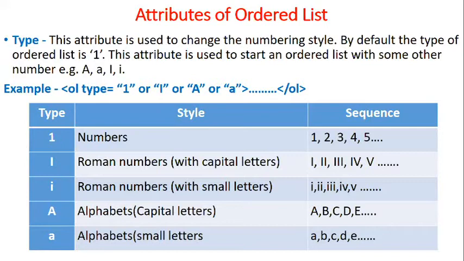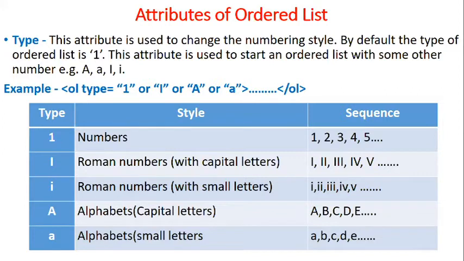Now, attributes of the ordered list. As I told you, the default type of ordered list is the number that displays the list in numbering format like 1, 2, 3. We have one attribute called type, and this attribute is used to change the numbering style. By default, the type of the ordered list is 1, and this attribute is used to start an ordered list with some other value like capital A, small a, Roman numeral capital I, or Roman numeral small i also.